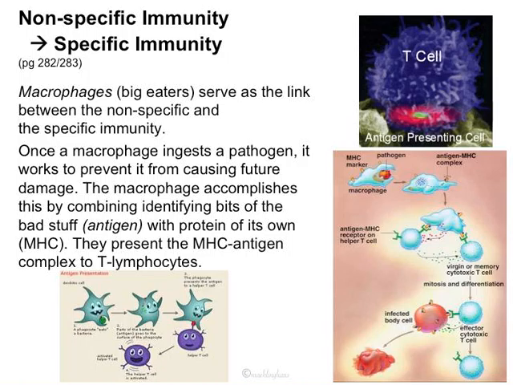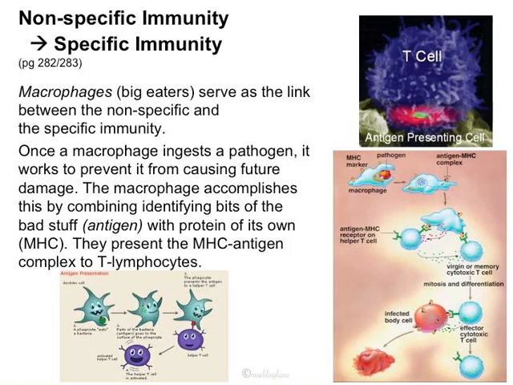Macrophages are interesting. Macrophages are sort of the link between the non-specific and the specific immunity. So what they do is they eat big stuff. Macro is big, right? So they ingest a pathogen, and that helps prevent further damage because it's inside a cell now.